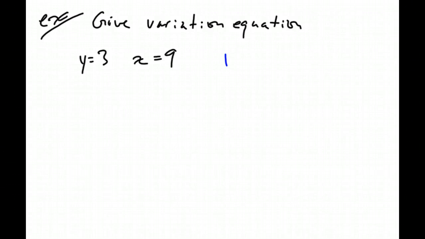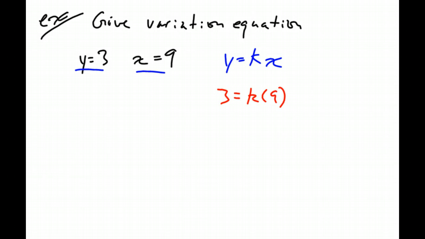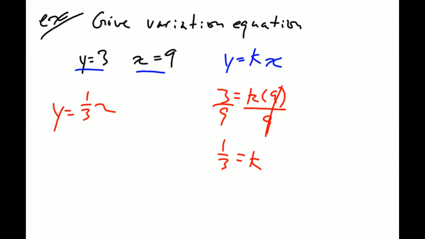So if I know my variation equation is y equals kx, and I know y is 3 when x is 9, then I can substitute those into my equation so that I have 3 equals k times 9. And then I can find what k is by dividing by 9. 3 divided by 9 is 1/3. So if 1/3 is k, then my equation is y equals 1/3 x. Just put it back into your original equation.